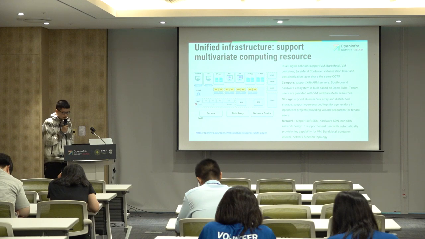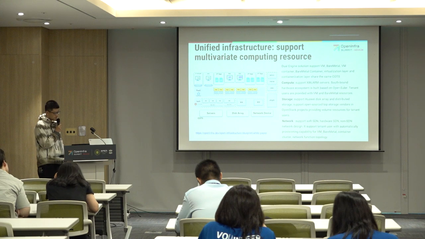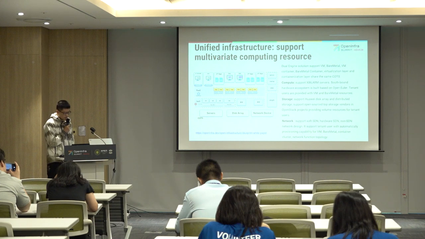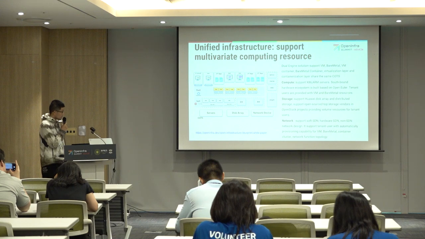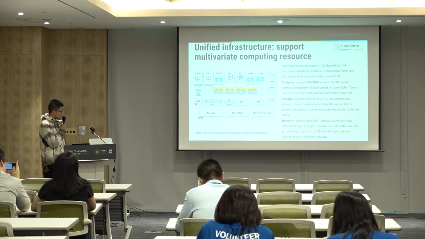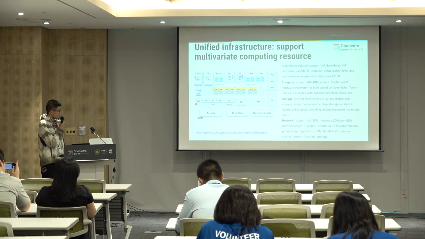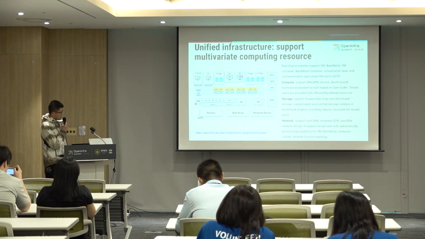This is a unified infrastructure that can support multiple kinds of computing resources. At the low level, there is hardware, and in the infrastructure layer, OpenStack will help to provide both virtual machines and bare metal. This bare metal can be used as a single server, but it can also be provided as the basement of Kubernetes. On virtual machines or bare metal, we run the Kubernetes clusters and also the applications inside the pods.